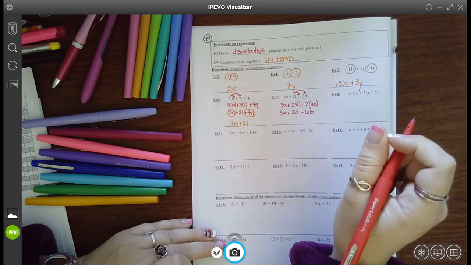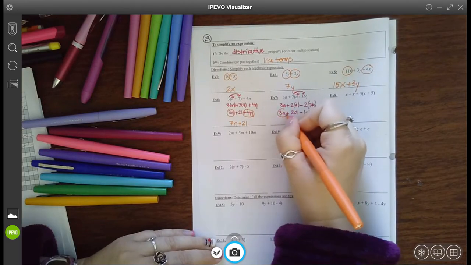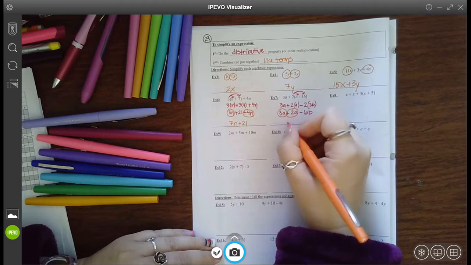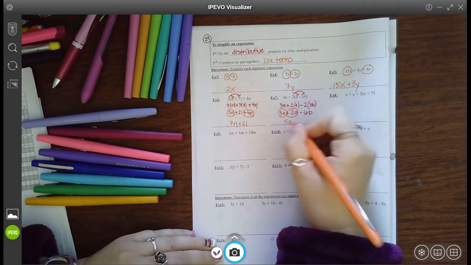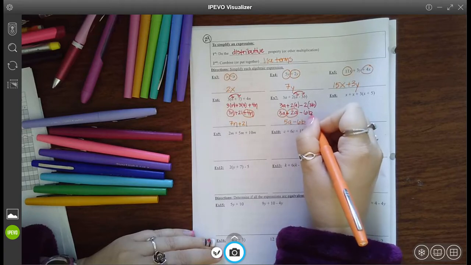Now, do you see any like terms? I see an a and another a. So 3 plus 2 is 5a, and then tack on that minus 6b, because that's not a like term. It has a different letter.